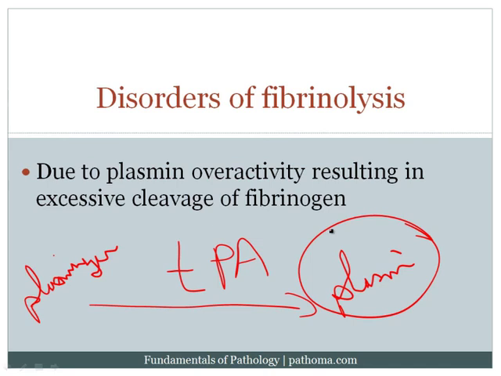Now, it's important to note that obviously you don't want this molecule overactive, because if it was overactive, you would never be able to form a thrombus. And so we need to shut off plasmin as well, and alpha-2 antiplasmin is the molecule that inactivates plasmin, and that's written in your text as well.